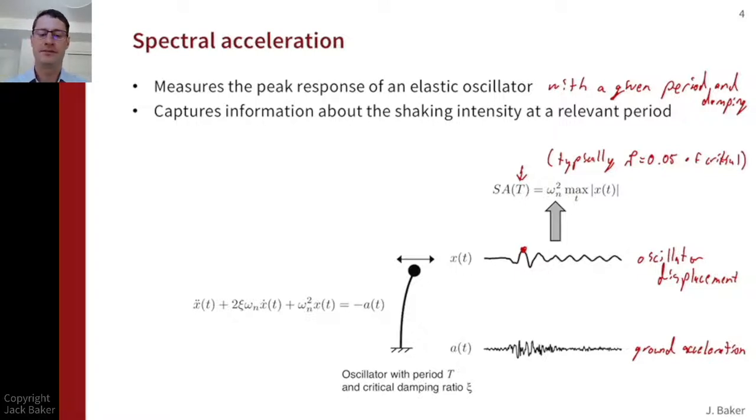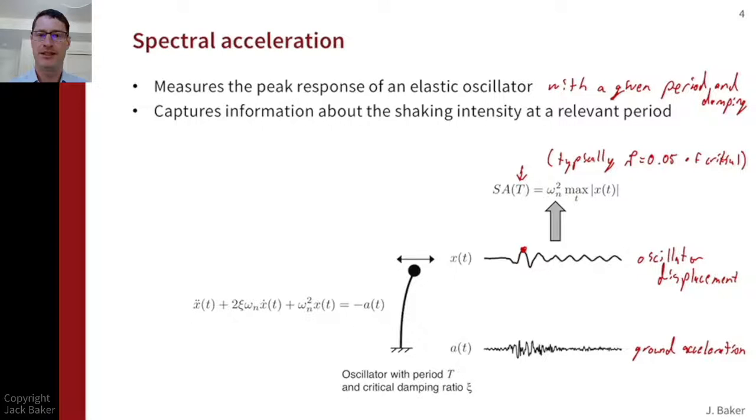So this is a nice metric because it gives us a sense of the demands that would be placed on a structure that oscillates with the same period T. And so by intelligently selecting that period T, we can get the aspects of the ground shaking that are most relevant to a system that would respond with a similar period. That's the idea. It also has units of acceleration, which can be easily turned into units of force for things like building code analyses.